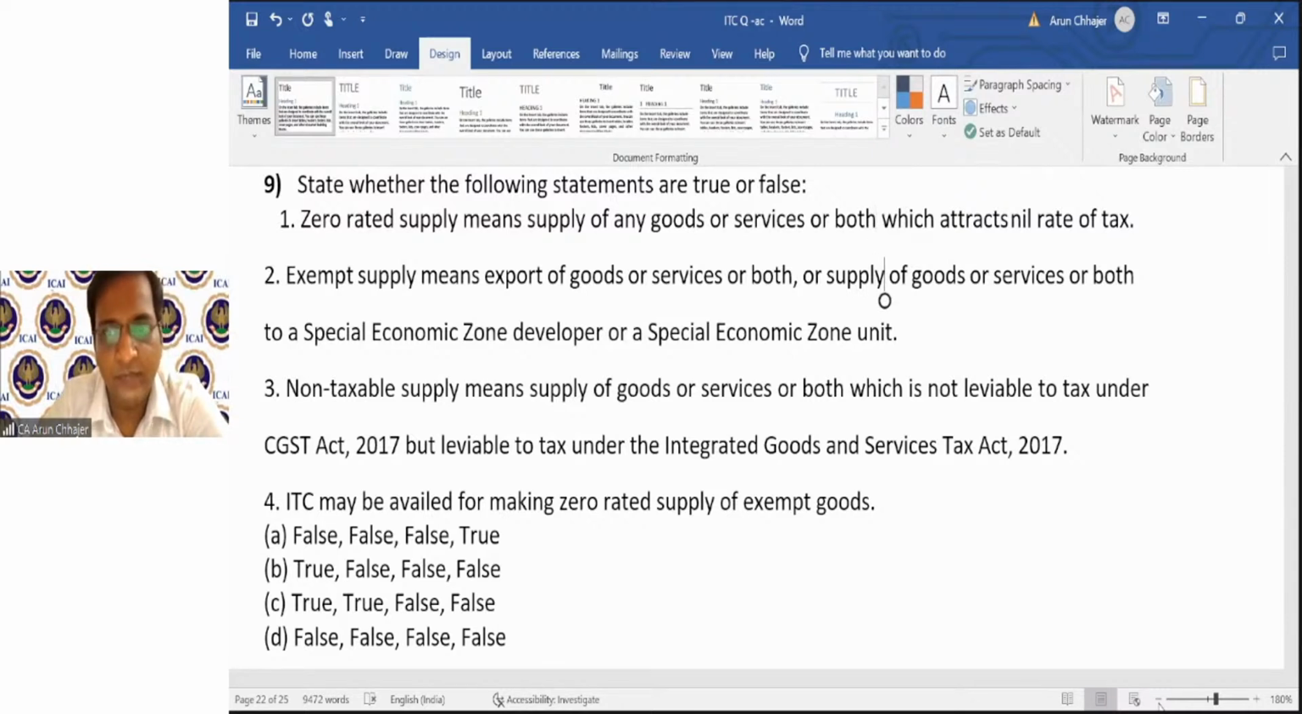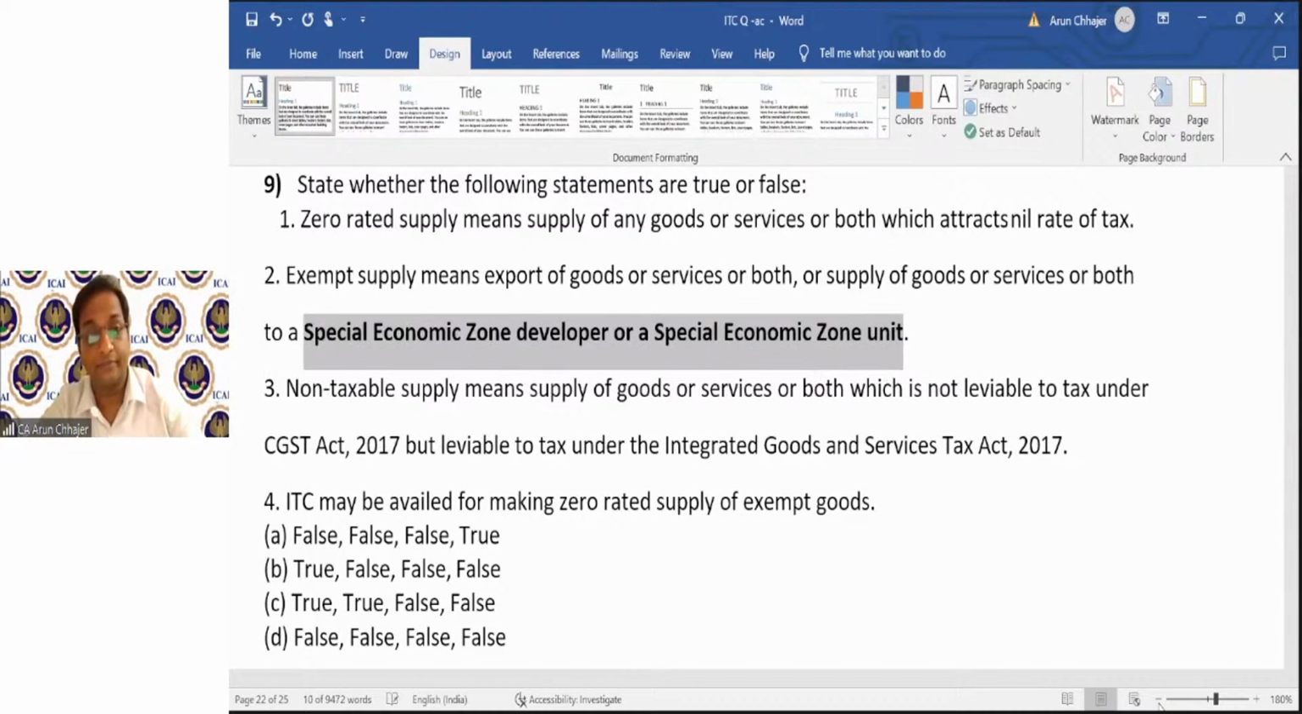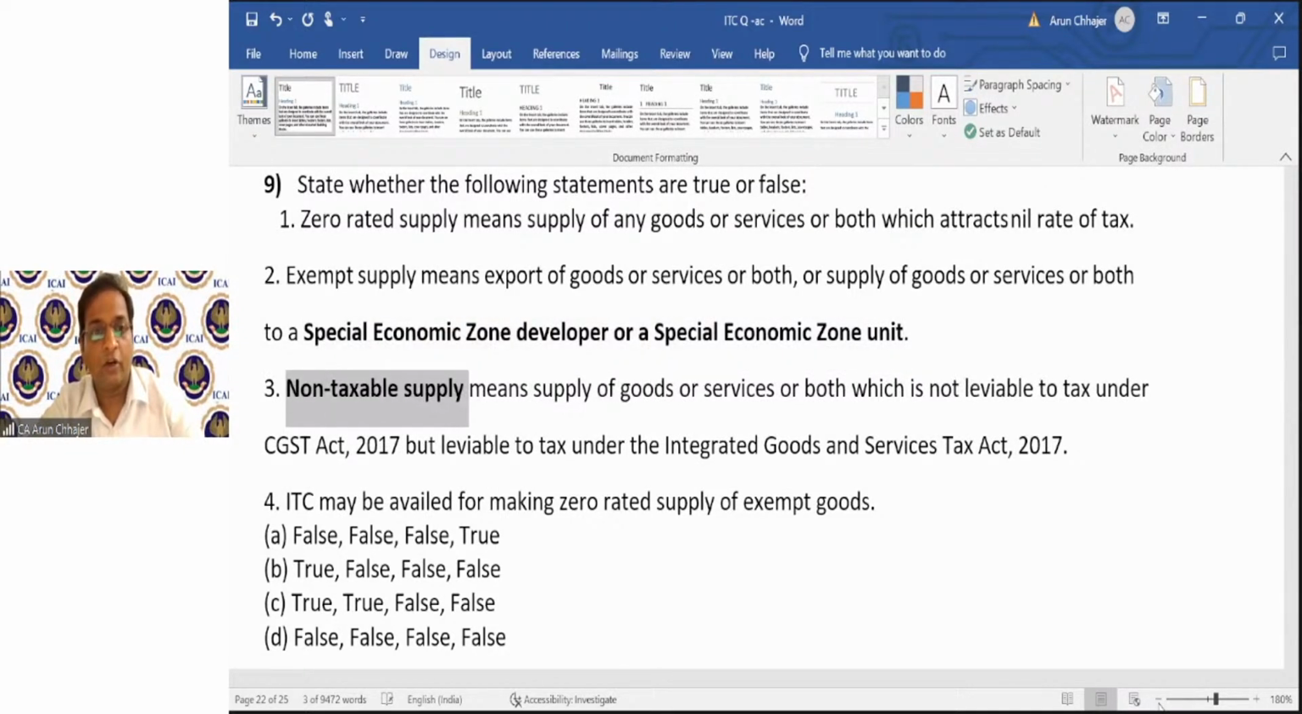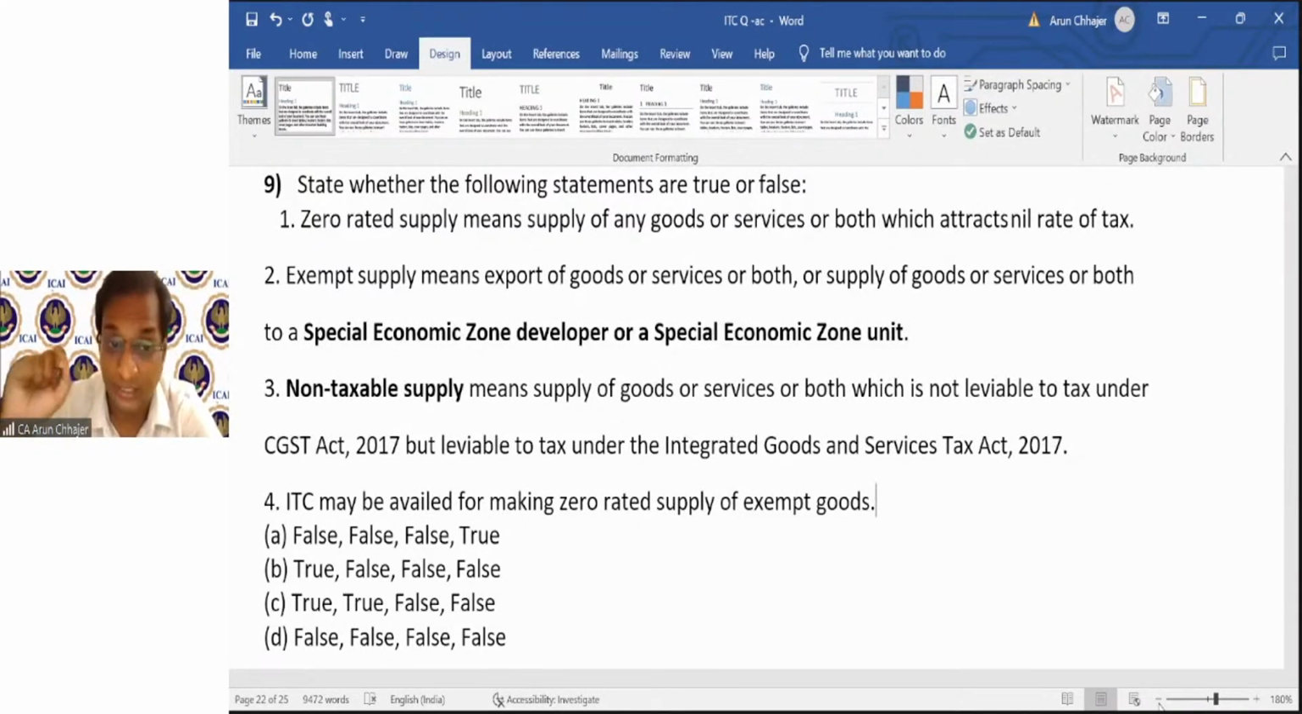Exempt supply means supply made to SEZ unit or developer. Non-taxable supply means which are not leviable to tax under the GST but leviable to tax under the IGST. ITC may be availed for making the zero rated supply of exempted goods. Now tell me which are true, which are false. It's a lengthy question. Kindly see carefully and then give me the answer.